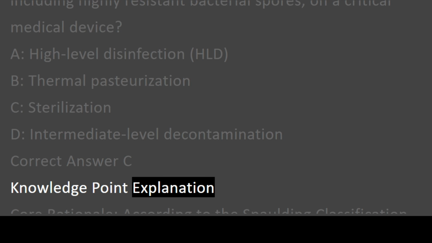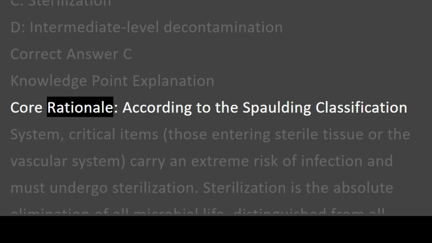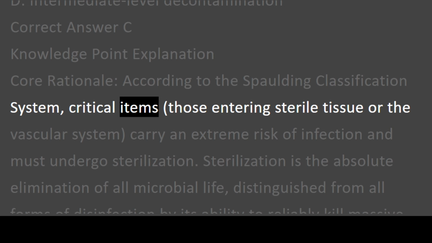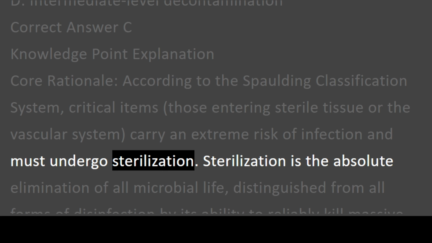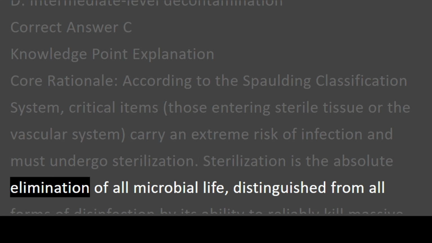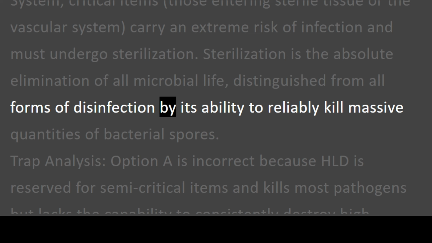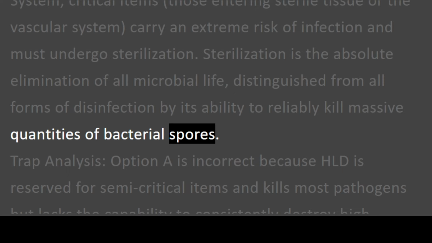Knowledge point explanation. Core rationale. According to the Spalding classification system, critical items, those entering sterile tissue or the vascular system, carry an extreme risk of infection and must undergo sterilization. Sterilization is the absolute elimination of all microbial life, distinguished from all forms of disinfection by its ability to reliably kill massive quantities of bacterial spores.